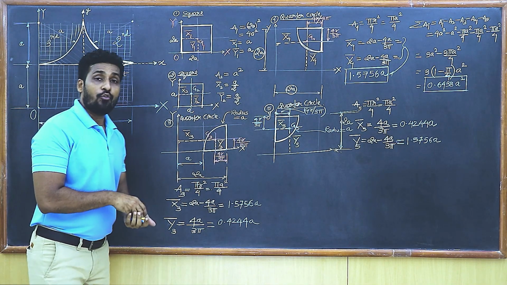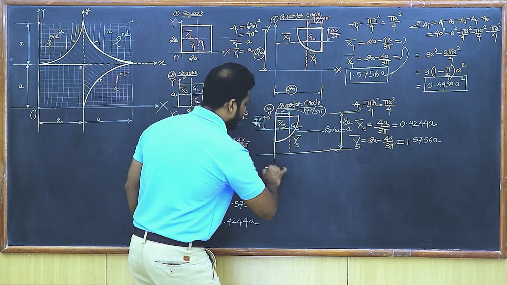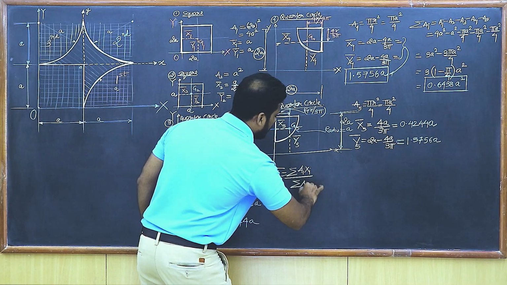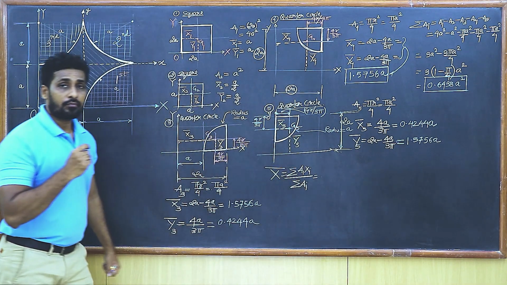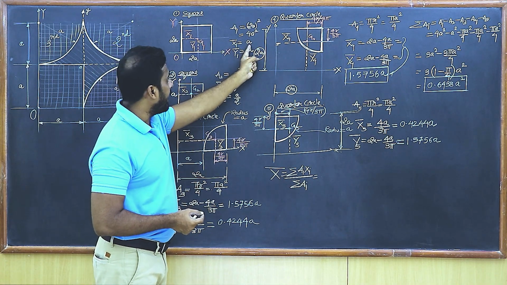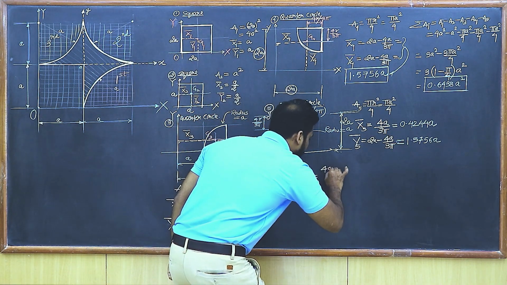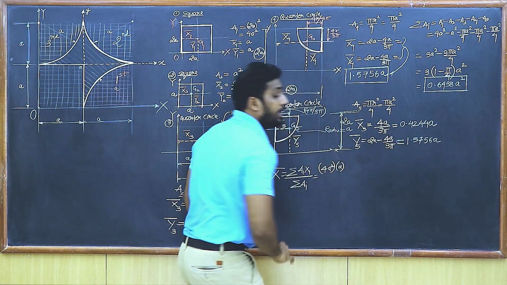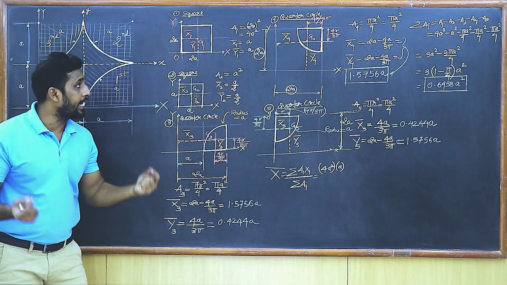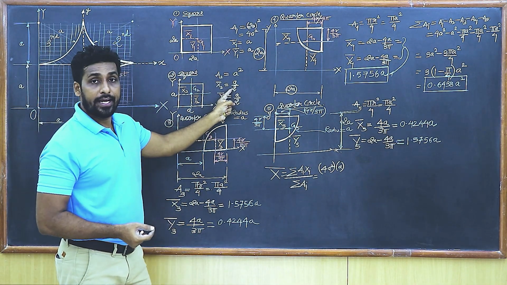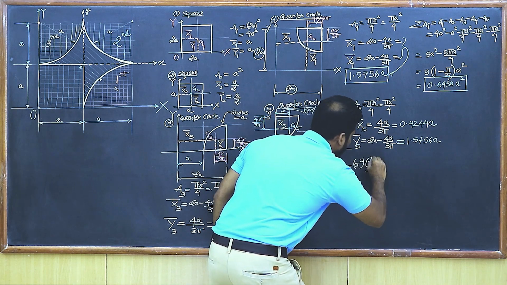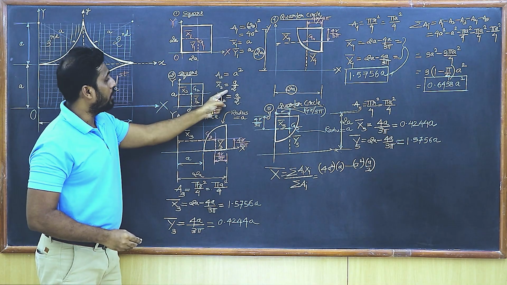So I know the formula for x bar. x bar is going to be the summation of ai into xi upon the summation of ai. So that's going to be a1 into x1 bar. a1 is 4a square into x1 bar, which is a here. So I get 4a square into a. Then all the next areas are going to be negative. Every area that you are going to get is going to be negative. So minus a square into a upon 2. That's the second one.